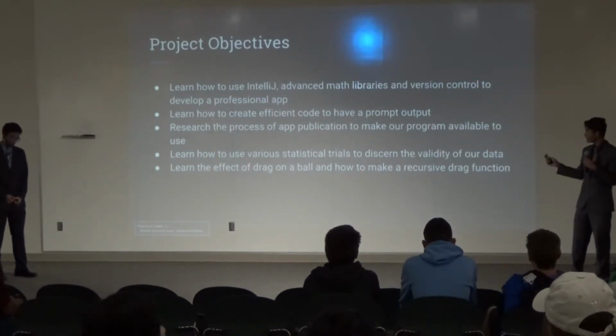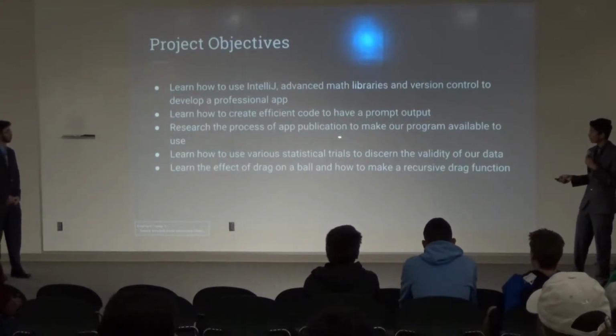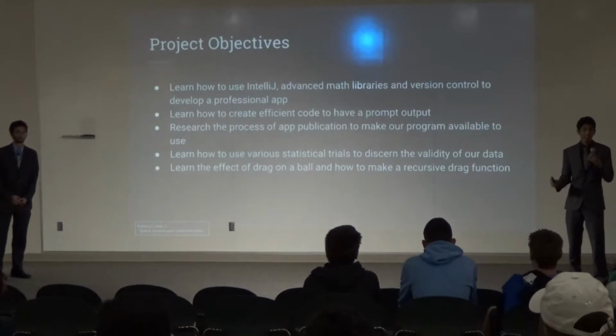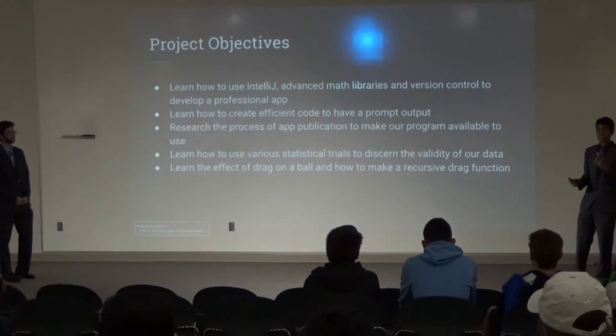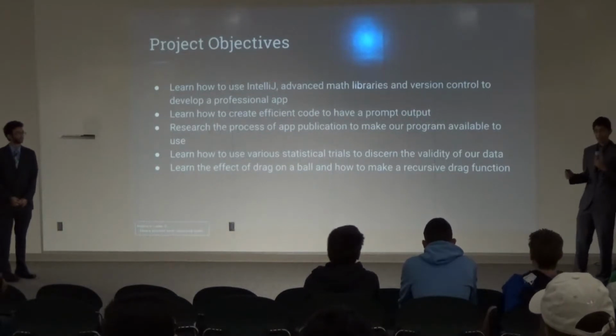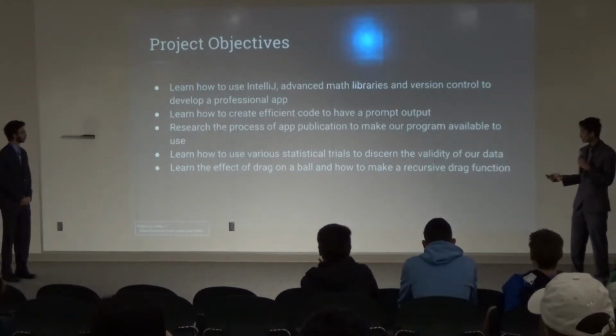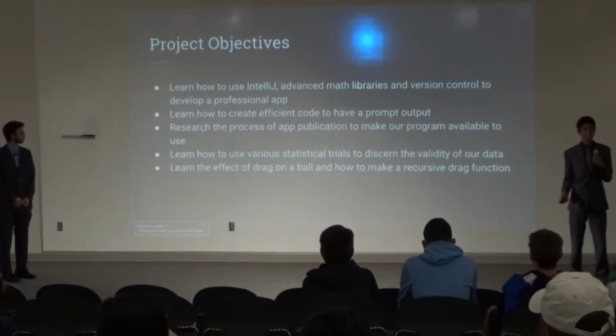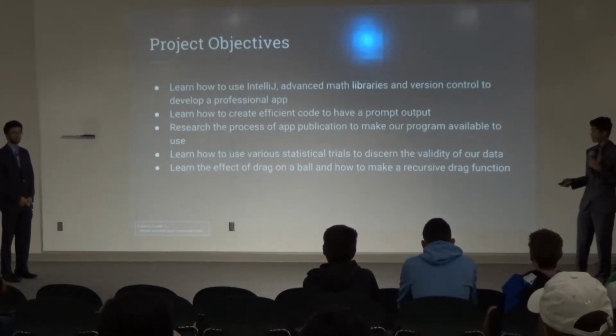And something that didn't quite happen, or number 3, is researching the process of app publication. Due to the many failures that happened in the second semester of our project, we weren't able to actually get our app ready for publication, so that's why that didn't happen. Me and my partner also committed various statistical trials to see the actual accuracy, and we'll get to those later.